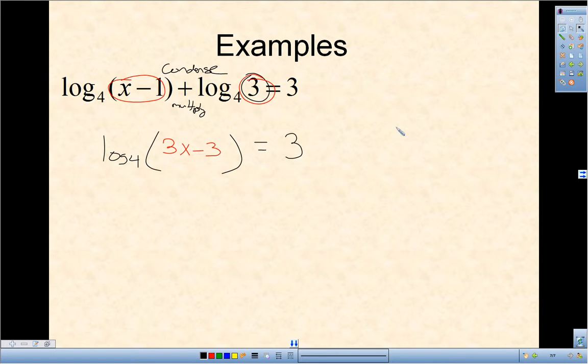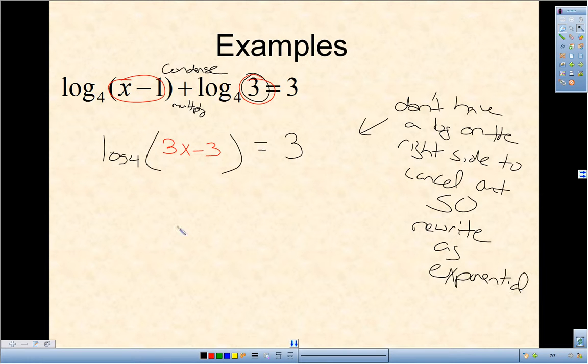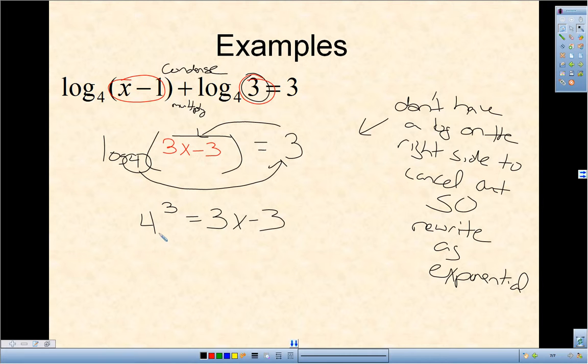Now, in this case, I don't have a log on the right side to cancel out, so we're going to rewrite this as exponential form. So look at the base. The base is 4. Jump the fence. What's the power? Power's 3. Jump the fence back. What's it equal to? 3x minus 3. Work this out. 4 to the 3rd is 64 equals 3x minus 3.